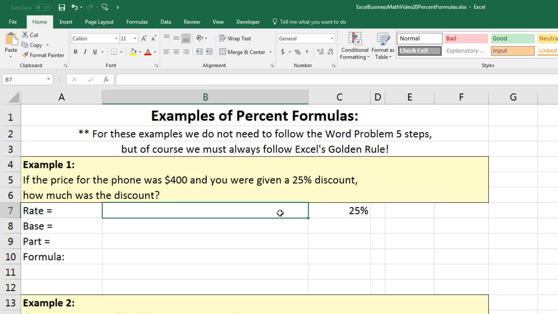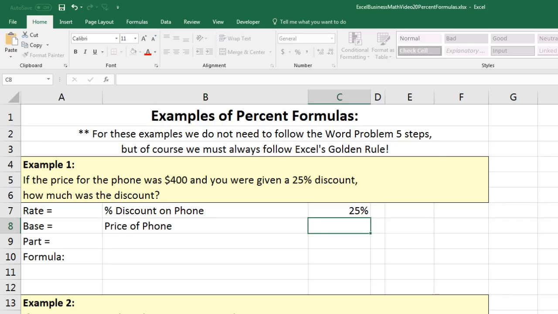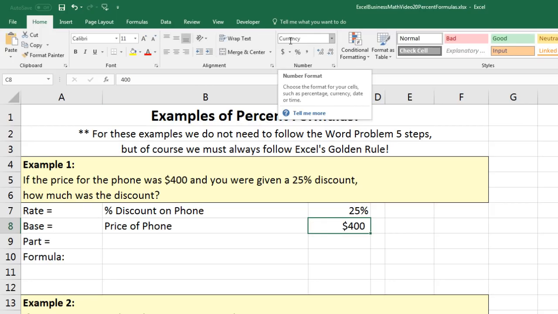Also, always put the noun. What is this 25%? What is the rate? What's the name for it? Percentage discount on phone. All right, and the price of the phone, that sounds like the base. So I'm going to type price of phone tab. And guess what? Just as we number formatted as we type. Look at that cell, general. If I type $400, control enter, I have number formatted as I type, and now it says currency up there.